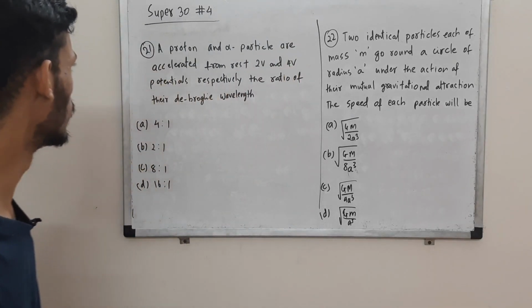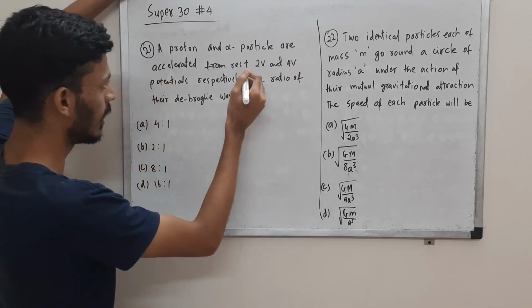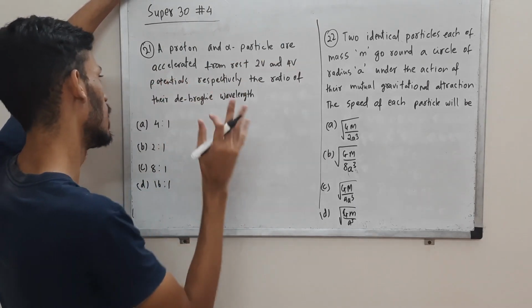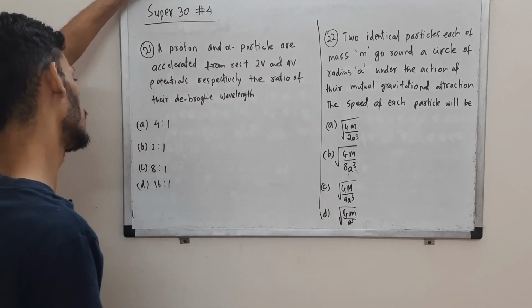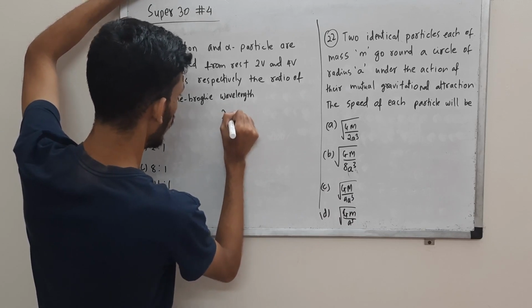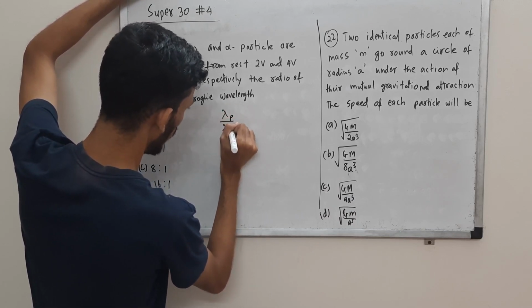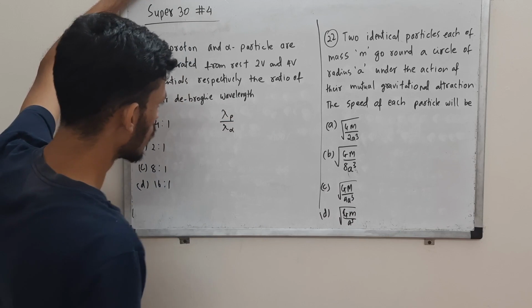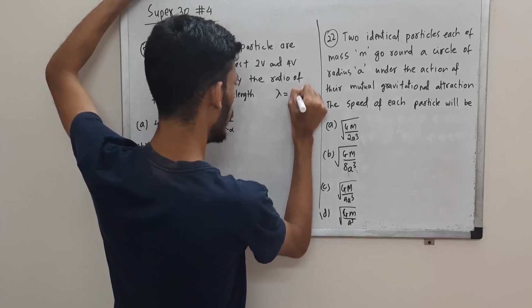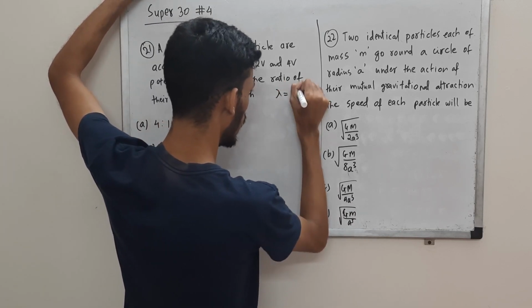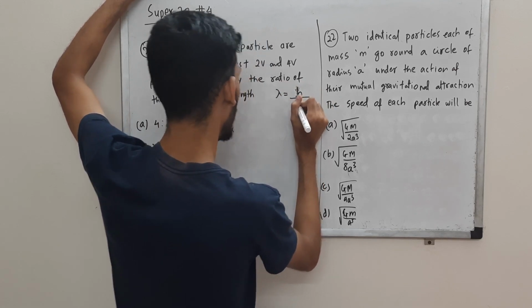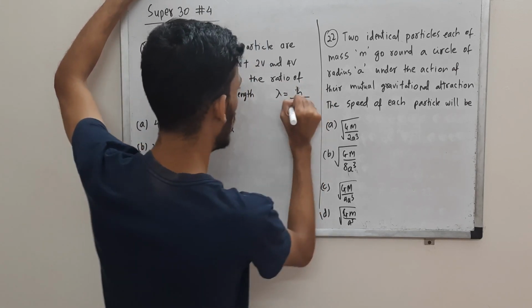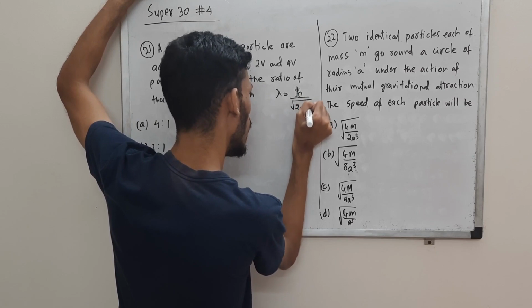Here we have a proton and an alpha particle which are accelerated with 2 volts and 4 volts respectively. You are supposed to tell the ratio of their de Broglie wavelength. Okay, so lambda of p by lambda of alpha, right? The de Broglie wavelength is given as h by mv, or that is h by momentum, and momentum can be written as under root 2 m K.